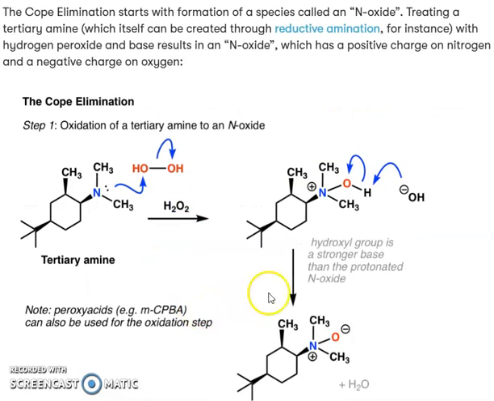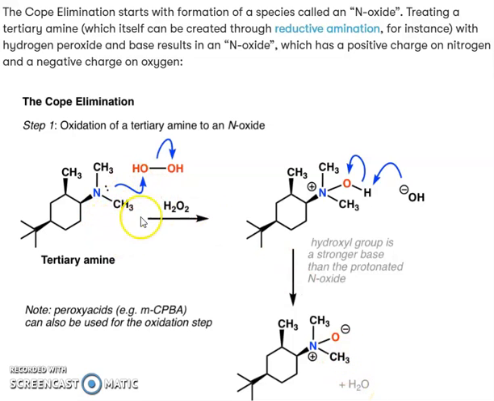Hydrogen peroxide: you see the hydroxyl group is a stronger base than the protonated N-oxide. So a peroxy acid, for example mCPBA, can also be used for the oxidation step. So this lone pair of electrons, you can see the attachment of OH groups and OH minus. This OH minus will take this proton and then form the N-oxide, with negative charge on oxygen and positive charge on nitrogen, and OH minus and this H plus forming water.